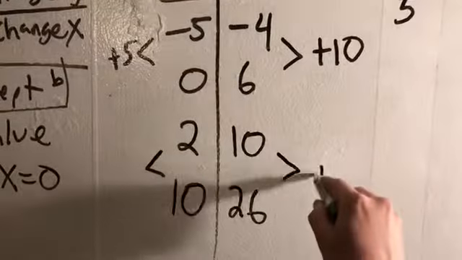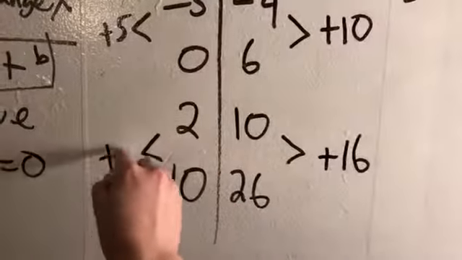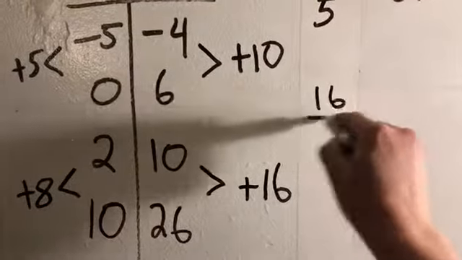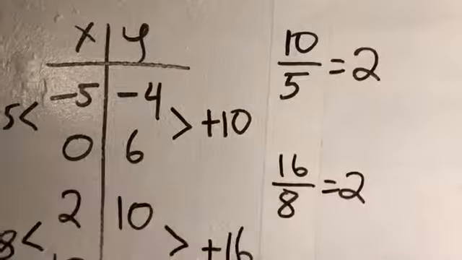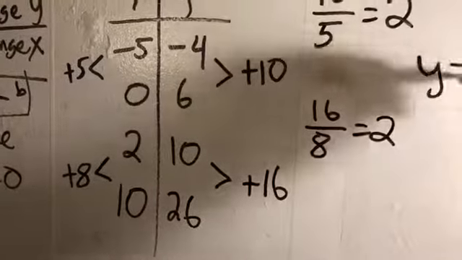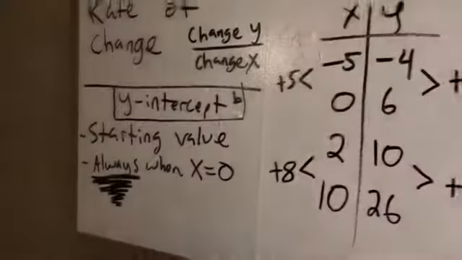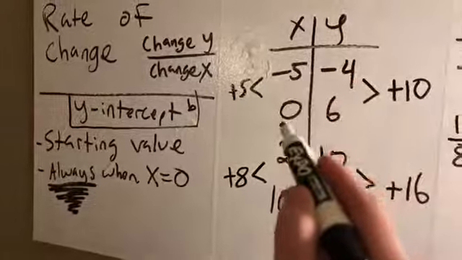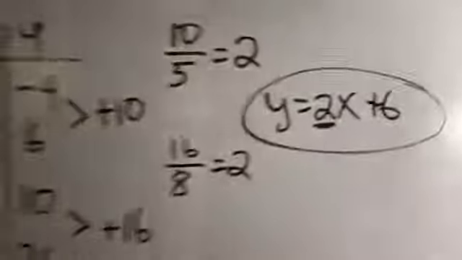10 to 26 adds 16. 2 to 10 adds 8. To find the slope, we do the change of y divided by your change in x. 16 divided by 8 is also 2. Since we got the same answer, we know that our slope is y equals 2x. We still need that y-intercept, and it's always when x is 0. Find where x is 0, positive 6. Our answer will be y equals 2x plus 6.